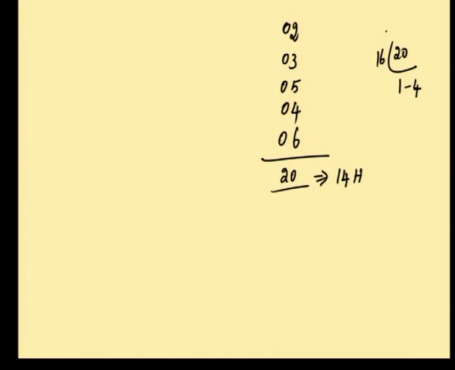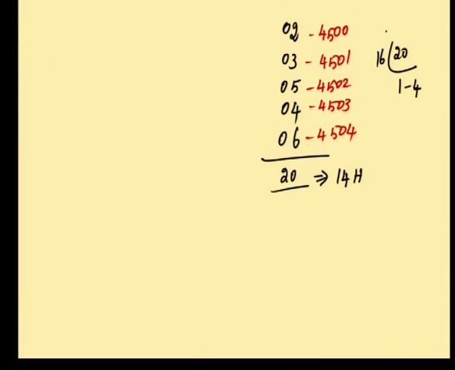So how to initialize? Suppose I want to take the memory as 4500. So in 4500 I have to store 02. In 4501, 03, 4502, 4503, 4504. So from 4500 to 4504 I need to store the 5 numbers. So I have taken 5 numbers to add.